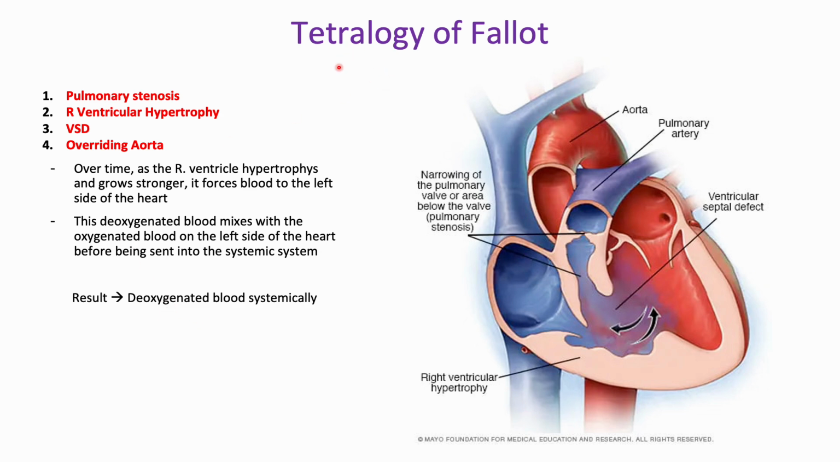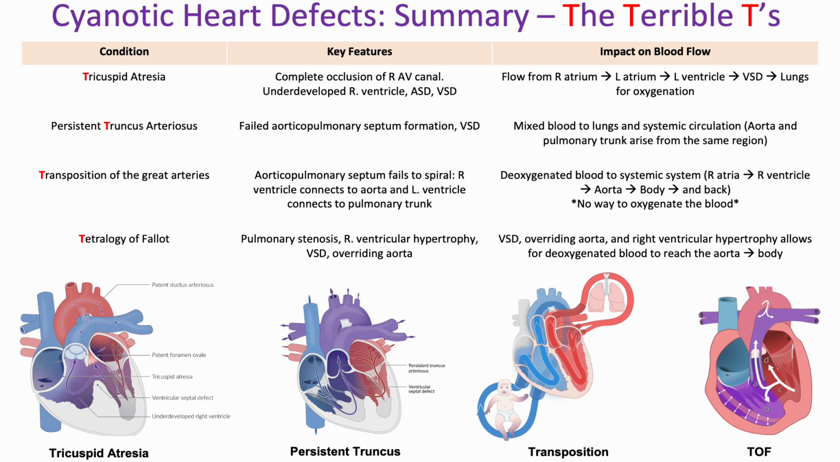So for tetralogy of Fallot, 4 defects you need to keep in mind. You have pulmonary stenosis, right ventricular hypertrophy, VSD, and overriding aorta. And the end result here is going to result in deoxygenated blood going into systemic circulation. All right, so the cyanotic heart defects. One way to remember this is the terrible T's. You have tricuspid atresia, truncus arteriosus, transposition of the great arteries, and tetralogy of Fallot. Again, the key features for each of these are important to recognize as well as their impact on blood flow.